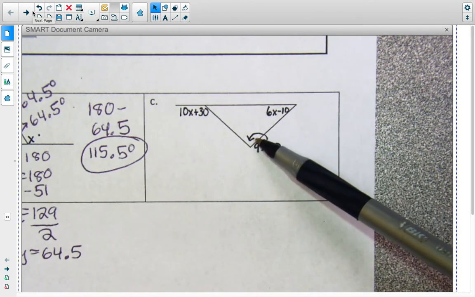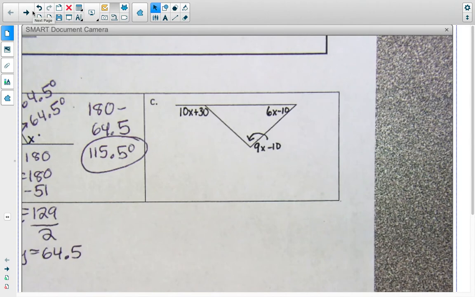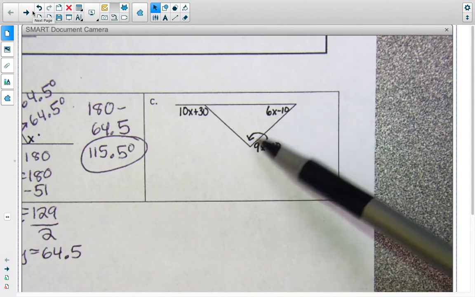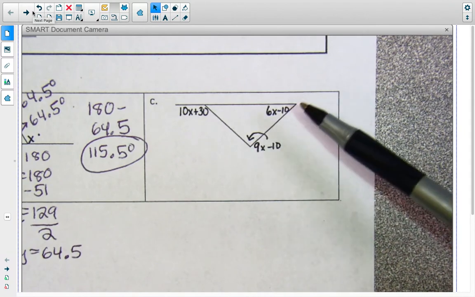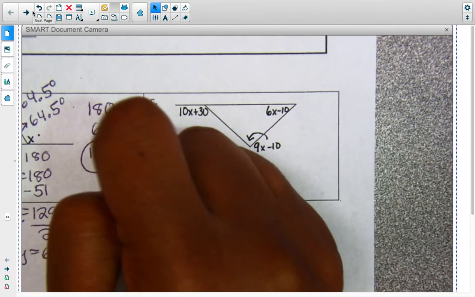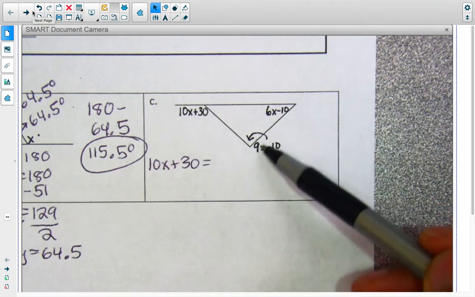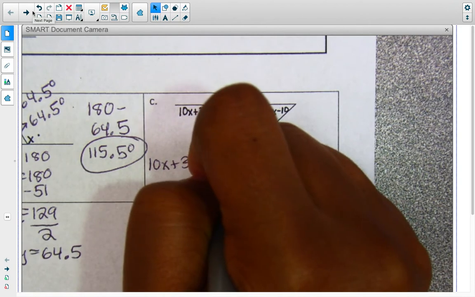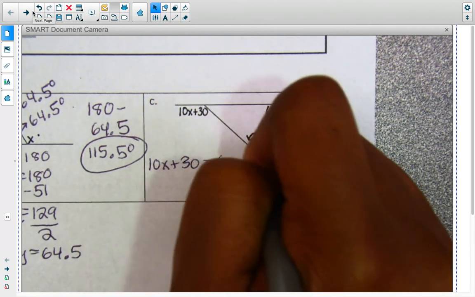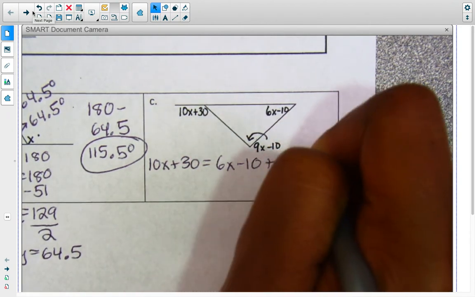Okay. C, I have an exterior angle, 10x plus 30, and two remote angles. So this one and this one. So this is a straightforward rule. The exterior angle theorem says that this is equal to the sum of these two angles. So I'm going to set up an equation. 10x plus 30 is equal to the sum of these two when I add them together. So that's going to be 6x minus 10 plus 9x minus 10.